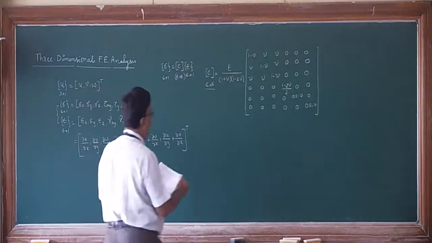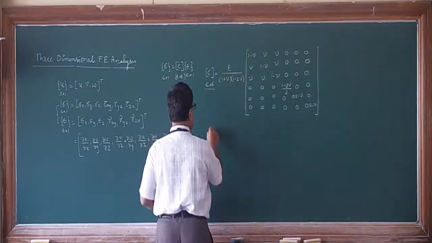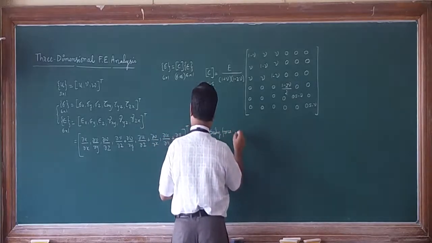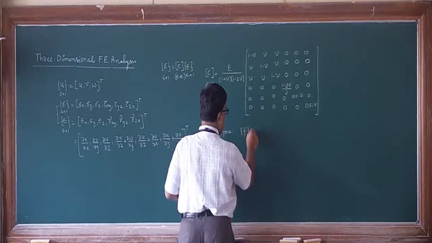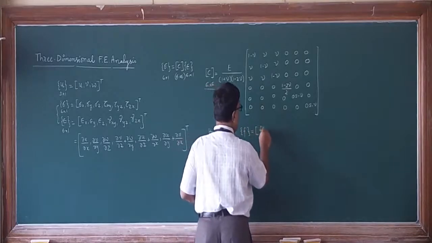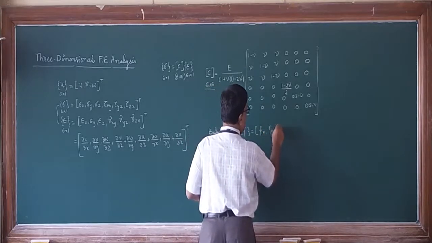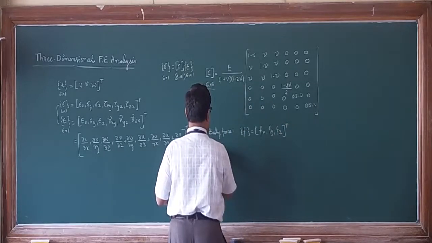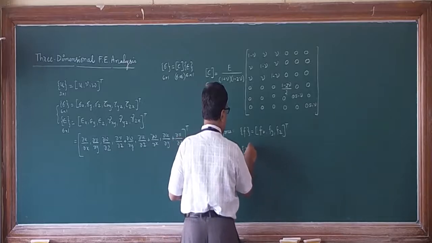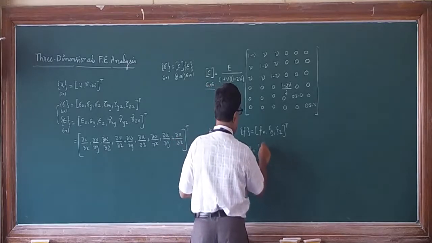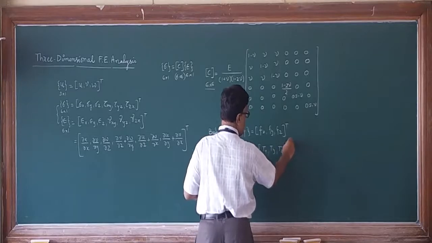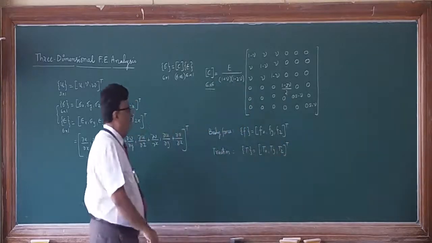Now when it comes to the body force vector, this is again F. It is going to consist of 3 components, Fx, Fy and Fz. And in a similar manner, for the traction component, T is also consisting of Tx, Ty and Tz transpose. So this is how we are going to write.